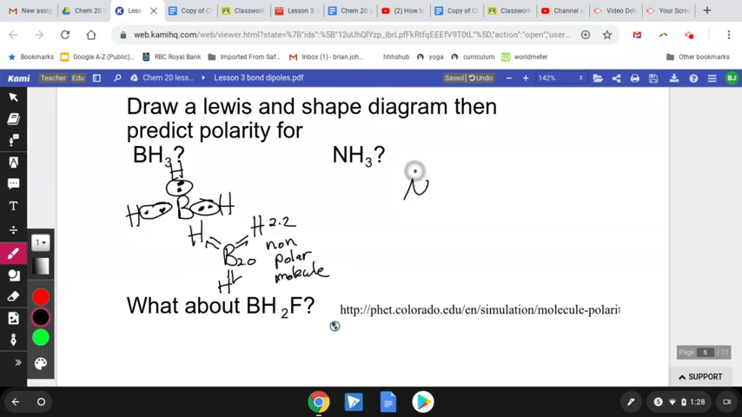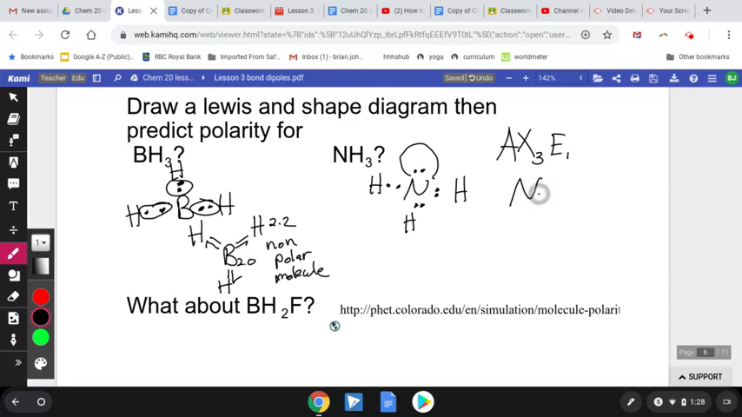Okay, let's go to NH3. Nitrogen has 5 bonding electrons. Each hydrogen has 1. So there is our NH3. And if we do that as a shape diagram, that lone pair takes up space. So it's occupying this region, pushing the other 3 down. If we use our AXE method, the central atom has 3 single bonds and a lone pair. AX3E1 or AX3E is a pyramidal.